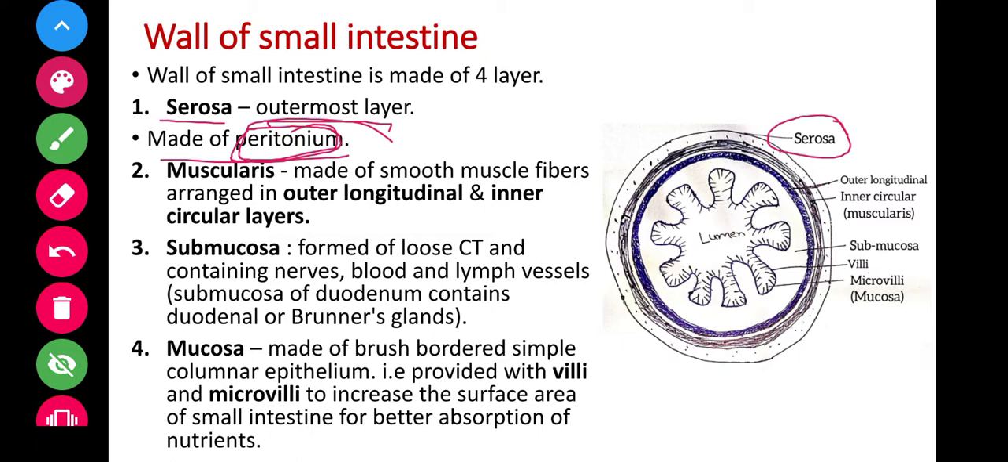पेरिटोनियम से मिलके बना हुआ है. पेरिटोनियम क्या होता है? पेरिटोनियम is the serous membrane which forms lining in abdominal cavity, okay?